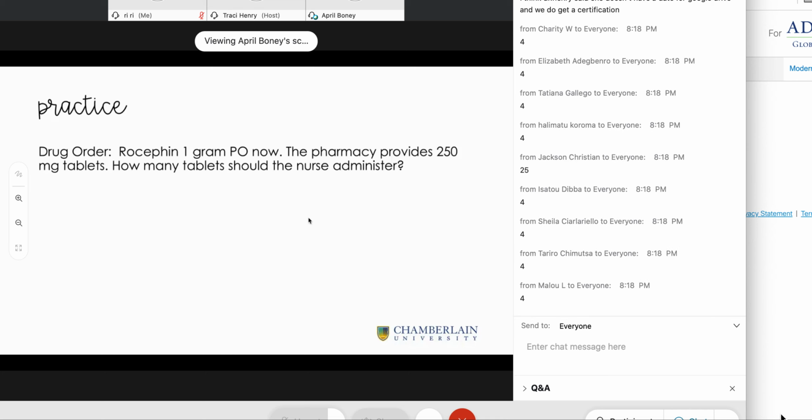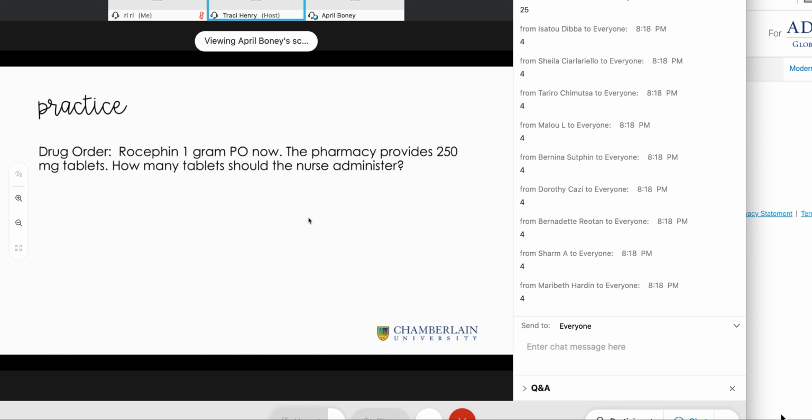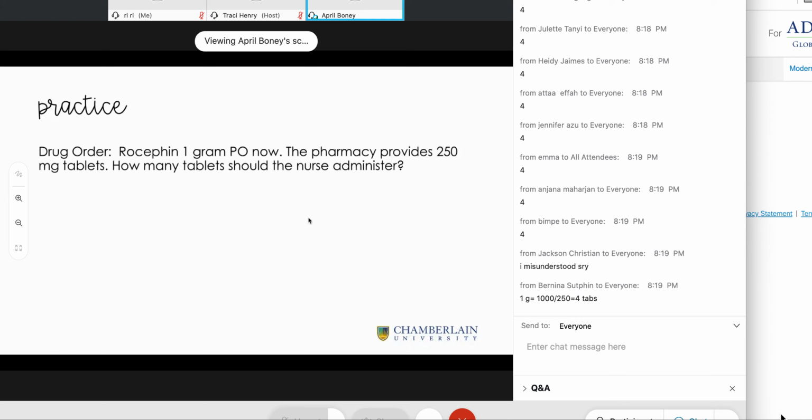Dr. Bonnie, some of them are putting 4. One person put 25. Okay, so let's talk through that for a minute. Always make sure that your answer makes sense. So if you come up with 25 tablets to give the patient, that doesn't really make sense. We would probably never ask a patient to take 25 tablets. Likewise, if your answer ends up that you want to give 3,500 milliliters per hour, I'm not going to say in a burn patient, you might not give a lot of fluid, but think about the scenario you were given. Does that make sense?